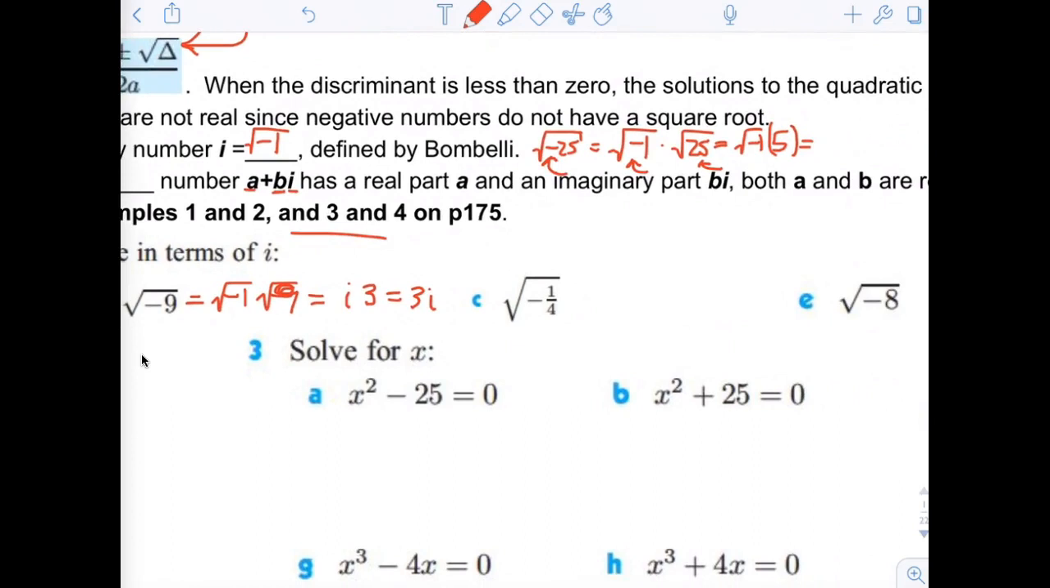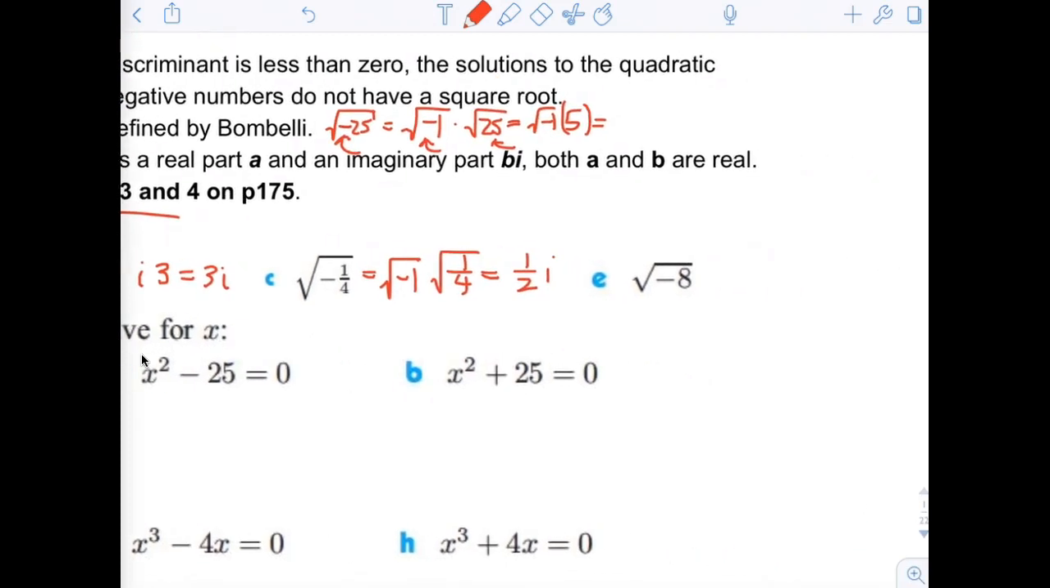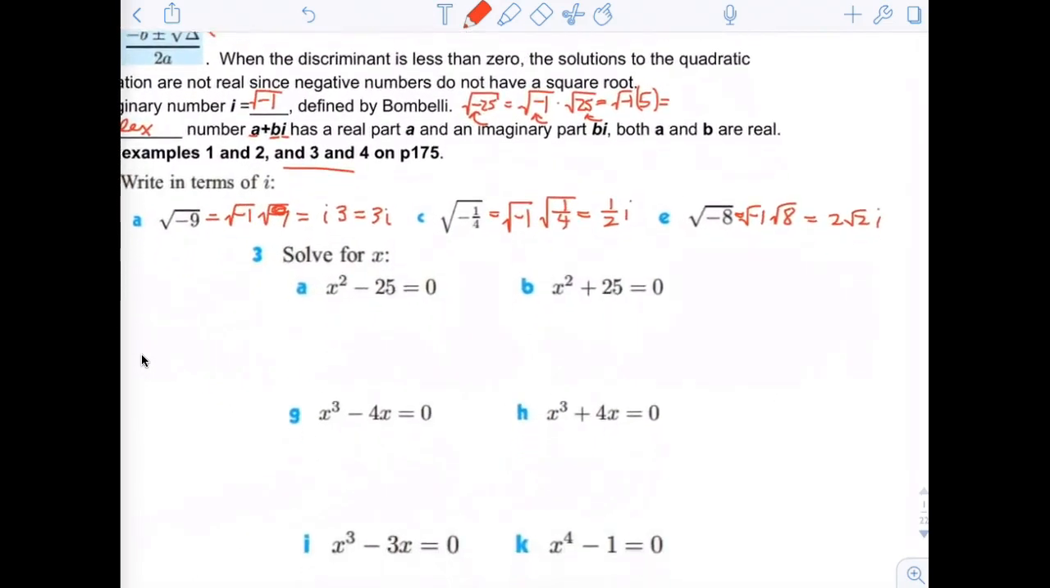Let's do that with the square root of -4. The square root of -4 is equal to the square root of -1 times the square root of 1/4. And remember that the square root of 1/4 is equal to the square root of 1 divided by the square root of 4, which is equal to 1/2, right? So we have 1/2 i. What about the square root of -8? The square root of -8 is equal to the square root of -1 times the square root of 8. The square root of 8 is 2 square root of 2. So this is equal to 2 square root of 2 i. And you can put the i before or after, either way.